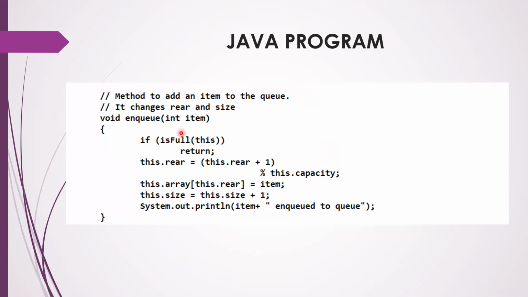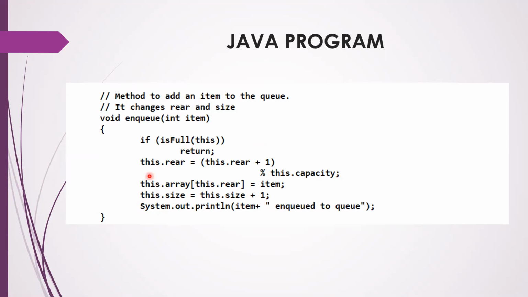So first you have to call the method. We have to check whether the queue is full or not. So if isFull, this means the current status, the current pointer, whatever it is pointing to now. If isFull of this, that is the parameter you're passing, then it will check whether Q dot size is equal to Q dot capacity. If it is full, that condition is true, and it will return the queue.